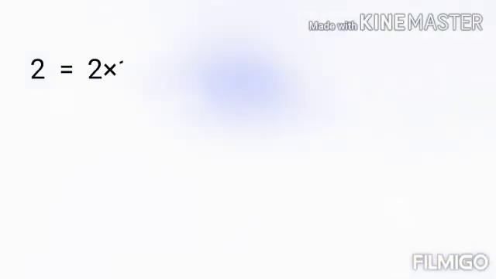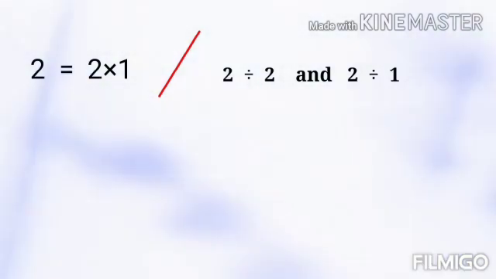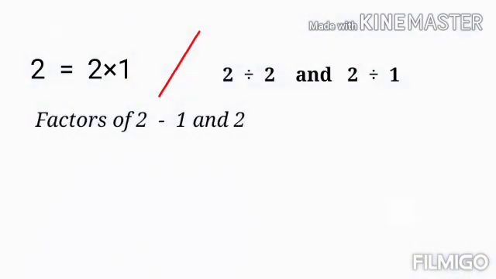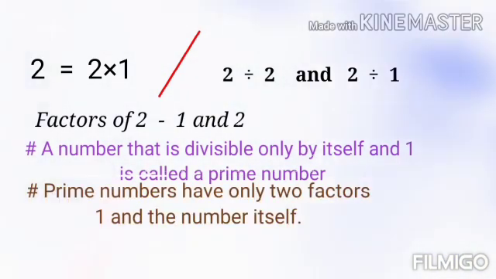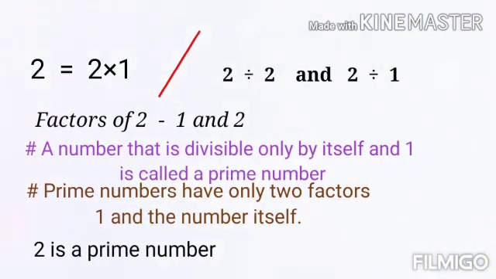Take the example of 2. How can we write 2? We can write 2 as 2 multiplied by 1, or 2 is divisible by 2 itself and by 1. There is no other way to write 2 in multiplication form. So factors of 2 are 1 and 2 only. There is not any other factor. So a number that is divisible only by itself and 1 is called a prime number. Or in other words, prime numbers have only 2 factors, 1 and the number itself. So 2 has only 2 factors, so 2 is a prime number.